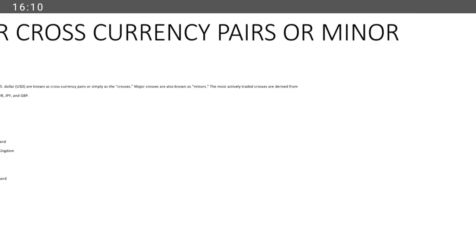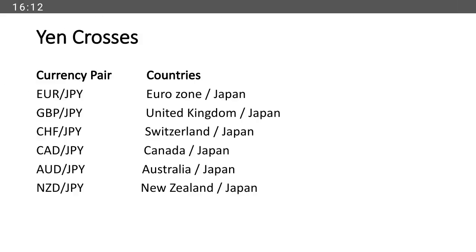Then the next one, you have the yen crosses. These are the yen crosses. Euro yen, that's Eurozone, Japan. So JPY is the Japanese yen. That's the currency of Japan. You have the GBP, JPY. That's Great Britain pound, Japanese yen. That's United Kingdom. You know GBP is spent by the United Kingdom.